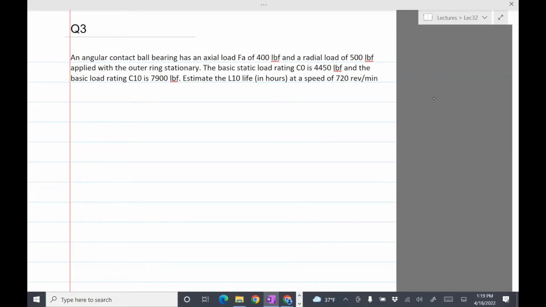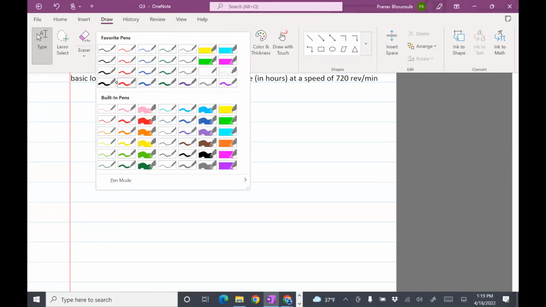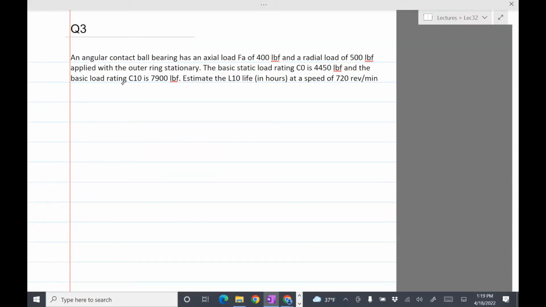Okay, so an angular contact ball bearing has an axial load. Let's just put down what is given. FA is given. It's 400 lbf. Radial load is also given. That is 500 lbf, applied with the outer ring stationary. The key information we get from that word stationary, outer ring stationary, is that it sets up what V is, and for outer ring stationary, V is 1.